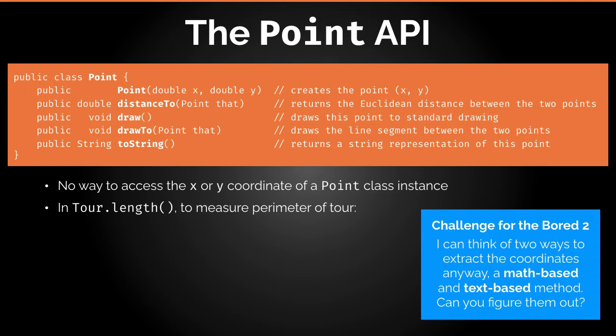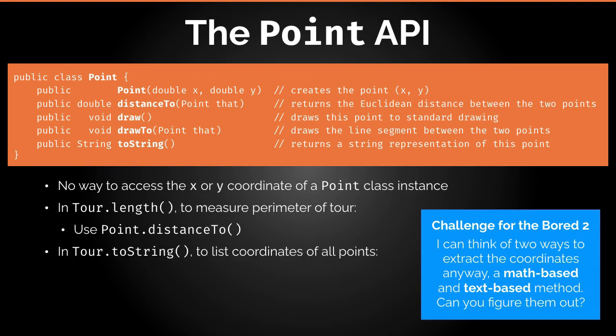So in tour.length, to measure the perimeter of the tour, what are you going to use? Well, since you don't have access to the points yourself, you're going to use point.distanceTo. And in a certain sense, it's an advantage for you because you don't need to remake the geometric computation that, well, I don't know about you, but I'm glad that I didn't have to redo it in this assignment. Same thing for tour.toString. It asks you to provide an output of all of the points contained in the tour in the order in which they're linked. Obviously, you won't be able to print the coordinates x and y, but what you will be able to do is directly use point.toString.